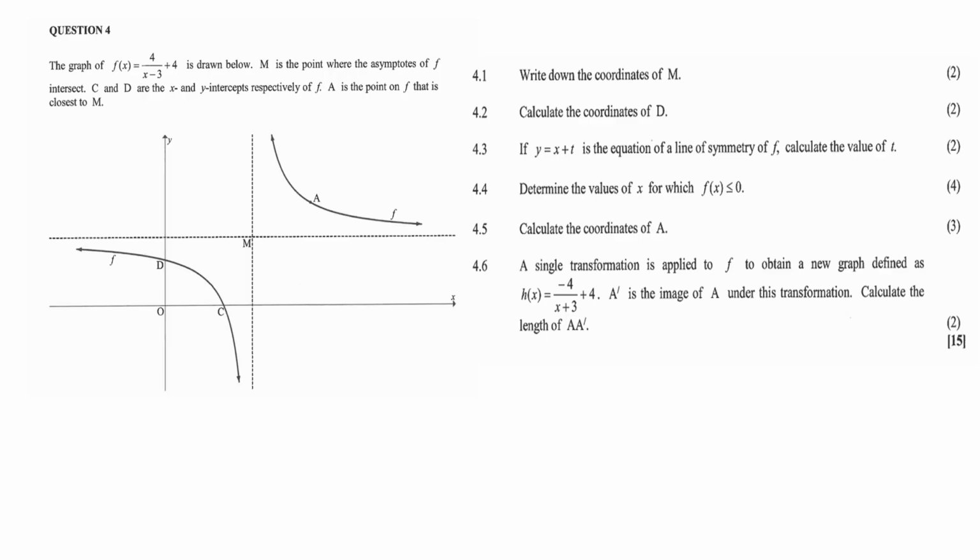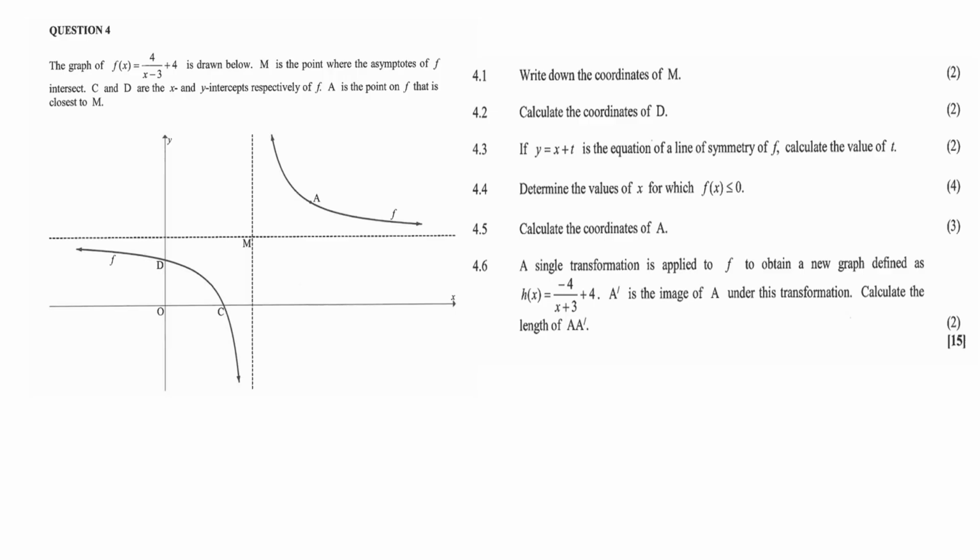So question 4.1, write down the coordinates of M. Remember now, M is where the two asymptotes intersect. Calculate the coordinates of D. If y = x + t is the equation of a line of symmetry of f, calculate the values of t. Determine the values of x for which f(x) is less than or equal to 0. Calculate the coordinates of A.